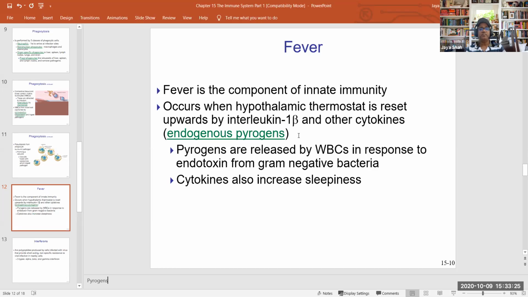Okay. So pyrogens are released by white blood cells in response to endotoxin from gram-negative bacteria, and they induce fever by producing endogenous pyrogens. And at the same time, these pyrogens or cytokines also increase sleepiness. That's why when you have inflammation or infection, you feel sleepy. Okay.